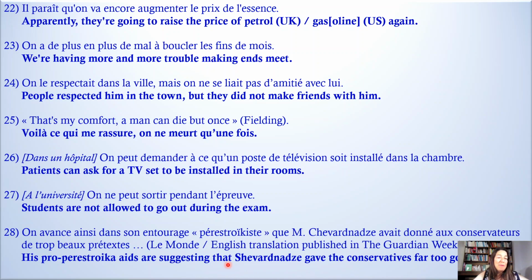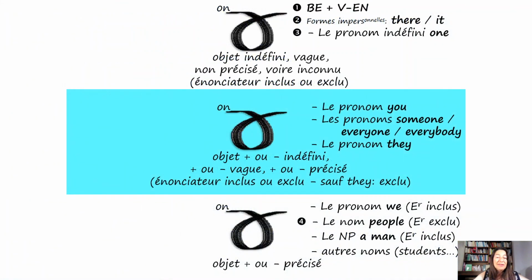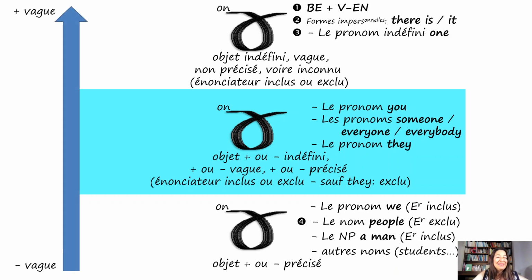Okay, so this last example, which was published in the Guardian Weekly, shows us that the list of nouns that can be used to translate on cannot be exhaustive. You just analyze the context and you see if you can deduce from the context what on refers to, in which case it is quite appropriate to translate it with a noun. Okay, so I guess that's it. This is a summary of the different possibilities to translate the pronoun on.